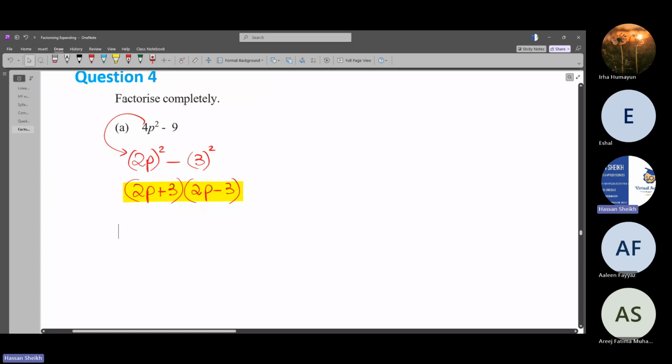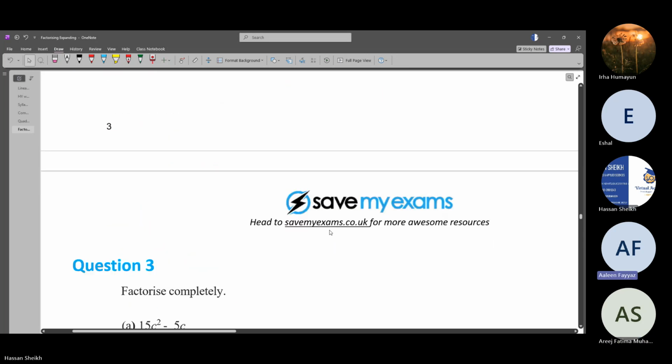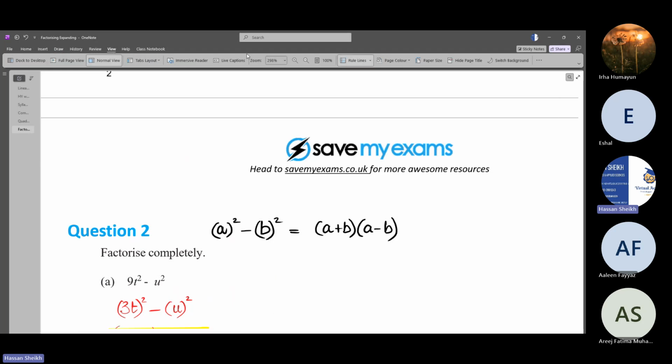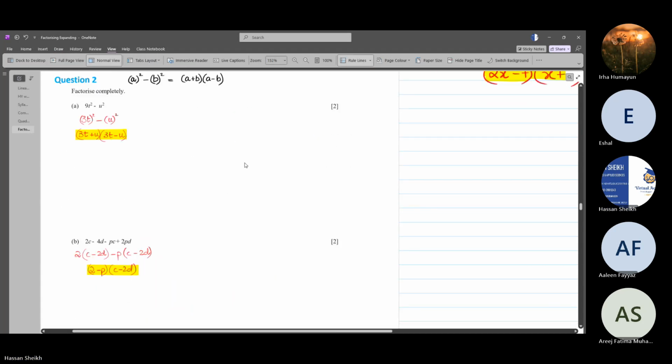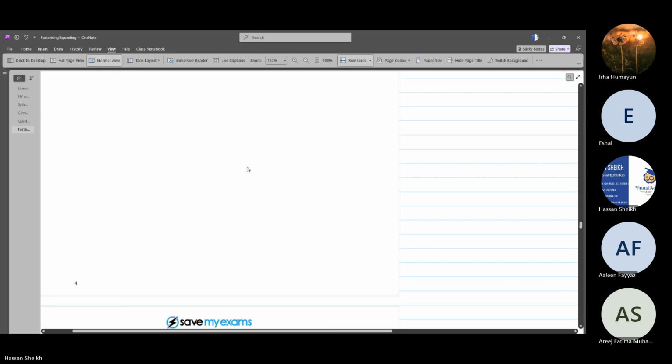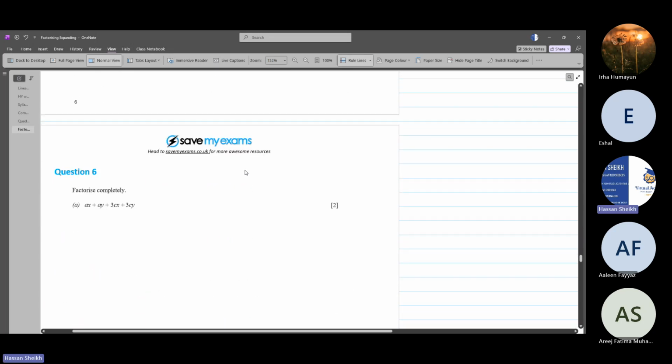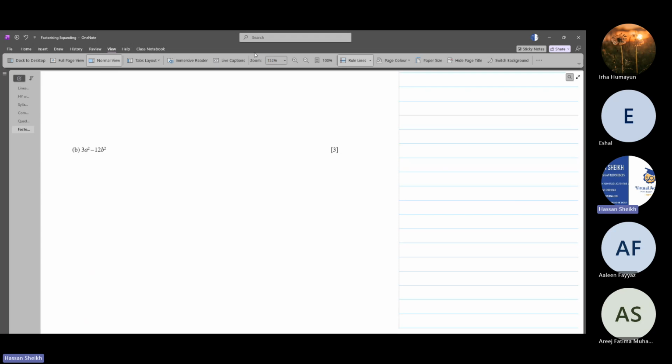Yes, students. Harish, do you know the difference of square formula? This one? Yeah, this one. A squared minus b squared is a plus b into a minus b. Okay, let's move on, see where we could find the difficult questions.